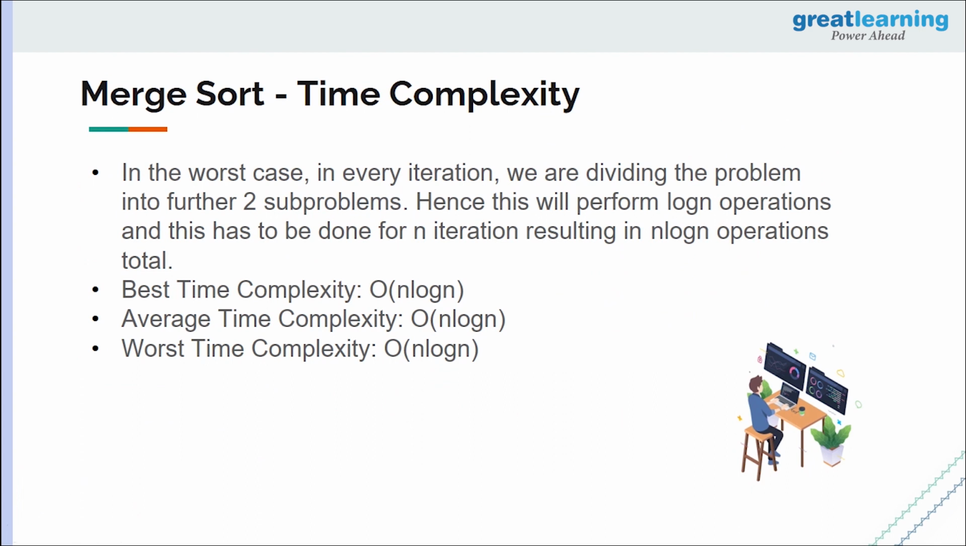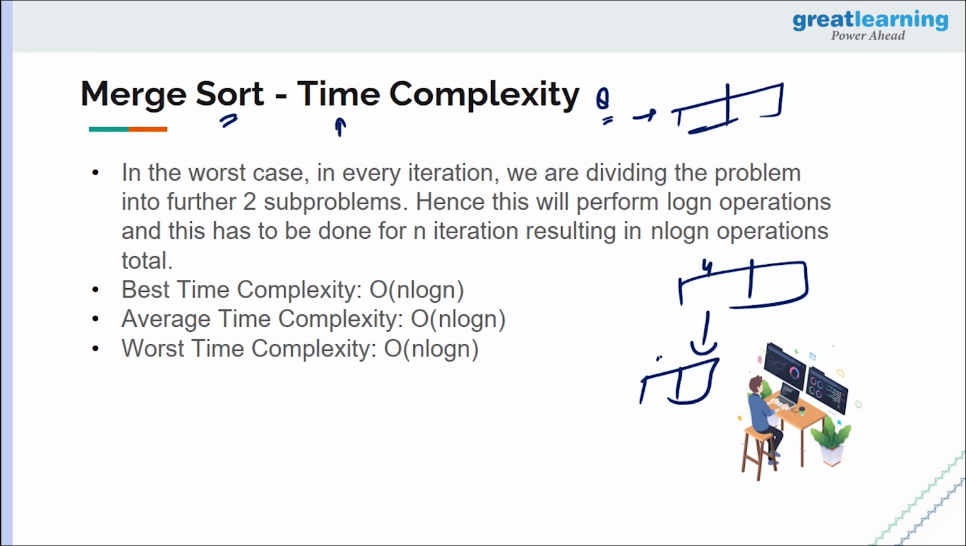Now let's talk about time and space complexity of merge sort. So first we are going to talk about time complexity. As you can see, every time we are dividing our problem, if you have 8 elements, we are dividing our array into further subproblems. So if we are talking about 8 elements in the first array, then we are talking about 4 elements, then we are dividing into 2 elements, then we are dividing into a single element. So every time our problem is reduced by half.